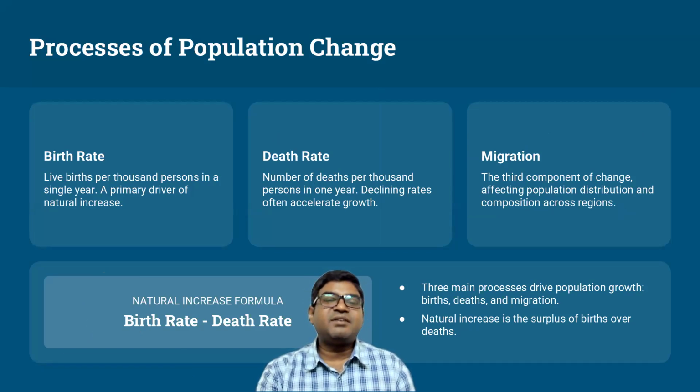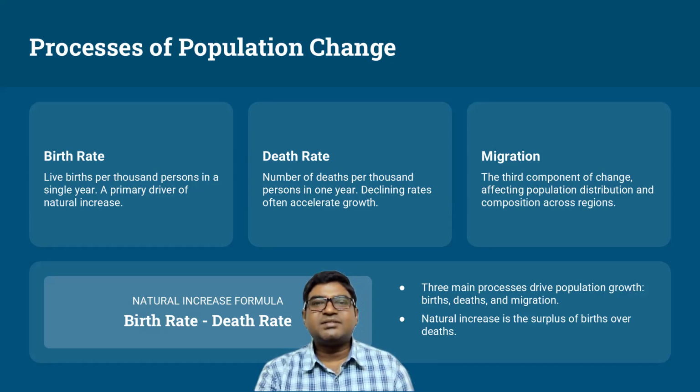First, the birth rate: the live births per 1,000 persons in a single year is the primary driver of natural increase. The number of people born for every 1,000 population is considered the birth rate. The number of deaths per 1,000 is the death rate, which is naturally declining. And the migration factor, the third important factor, is where people migrate from one place to another in search of jobs, better opportunities, education, medical purposes, or other factors.